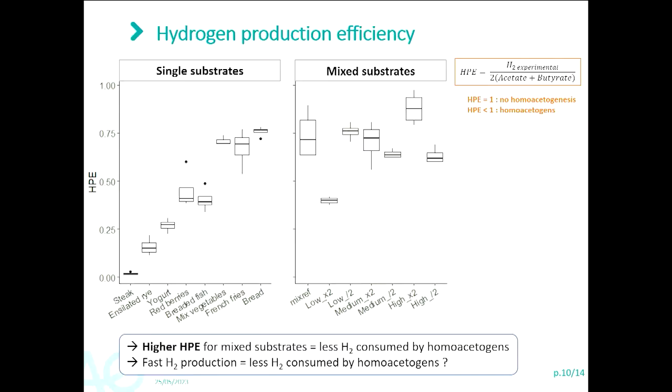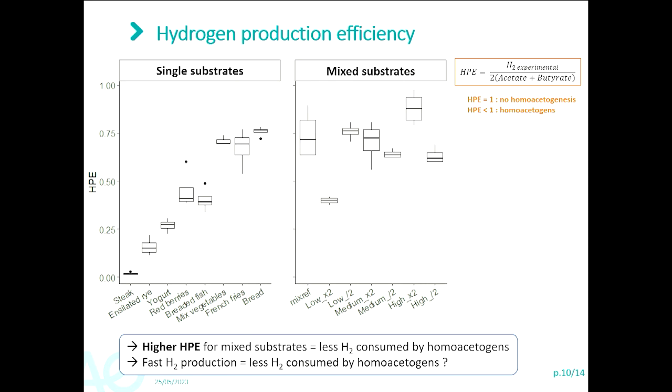But maybe we can also expect to have a more efficient hydrogen production in mixture conditions. So we also compare the hydrogen production efficiency ratio that I presented earlier. As a reminder, the closer the ratio is to 1, the less hydrogen is consumed during homoacetogenesis. We use this ratio as an indicator. And we observe a trend that the mixture substrate has a higher hydrogen production efficiency than most of the single substrates.